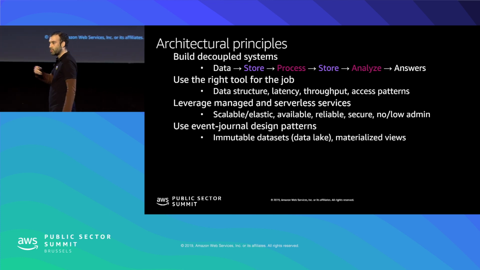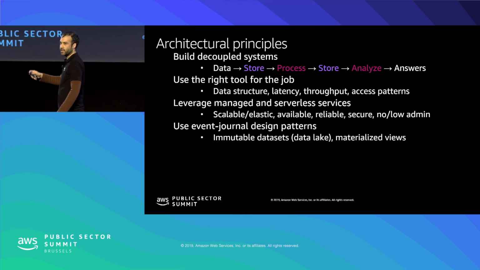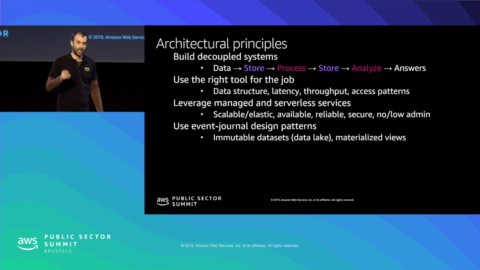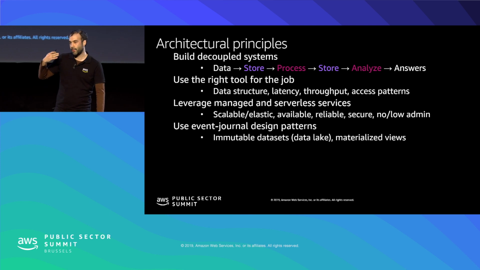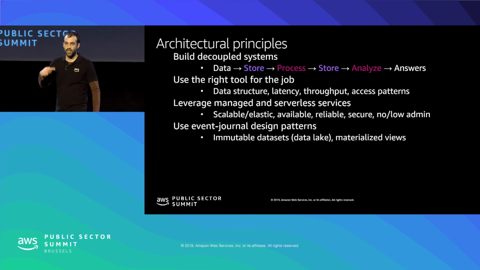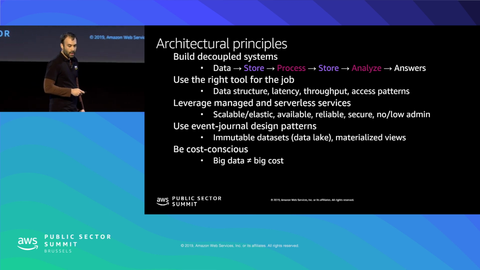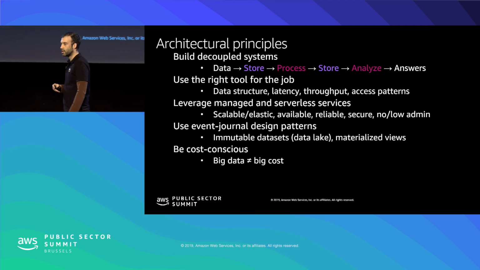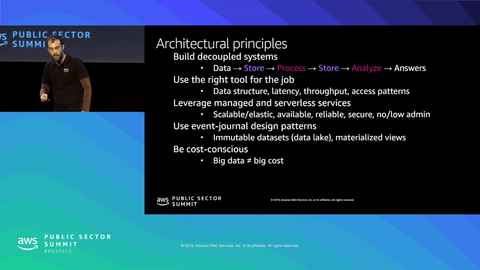The other one is, when it comes to analytical systems and big data systems, to prefer immutable data sets, like a data lake, and where you want to capture the state of an application, to load them as materialized views, rather than updating records that introduce complexity. And finally, cost is part of any architecture, so we will talk today about some ways to optimize cost when you architect analytic systems on AWS.